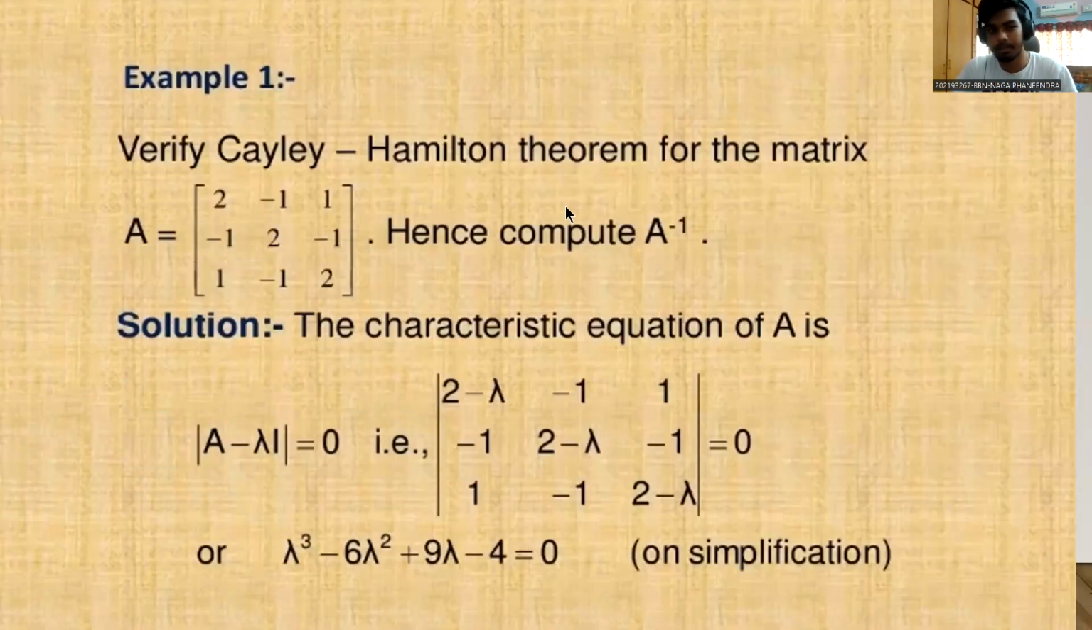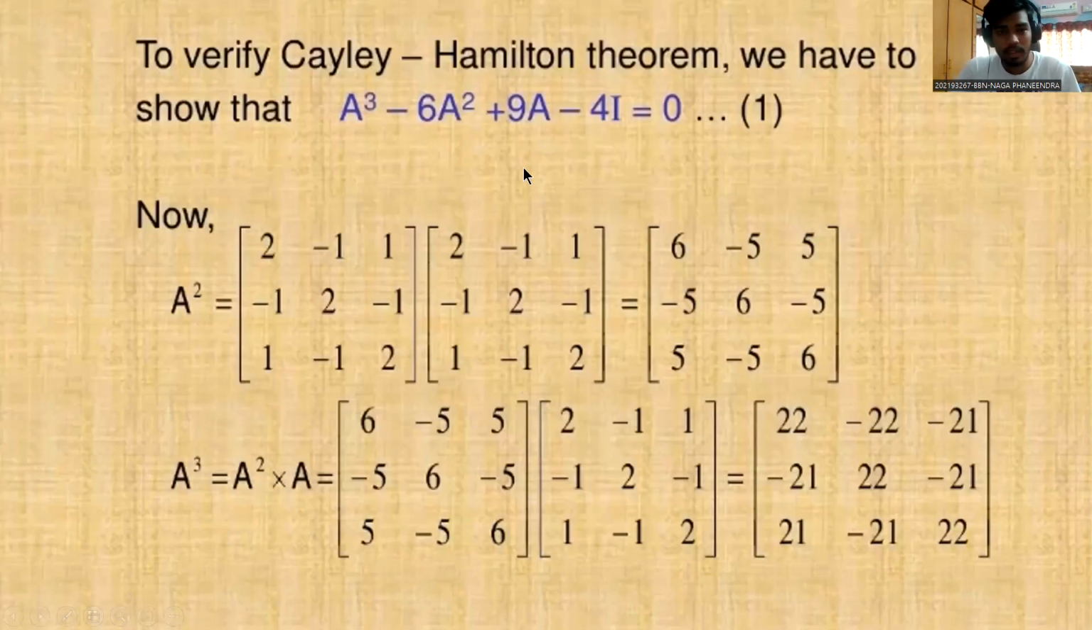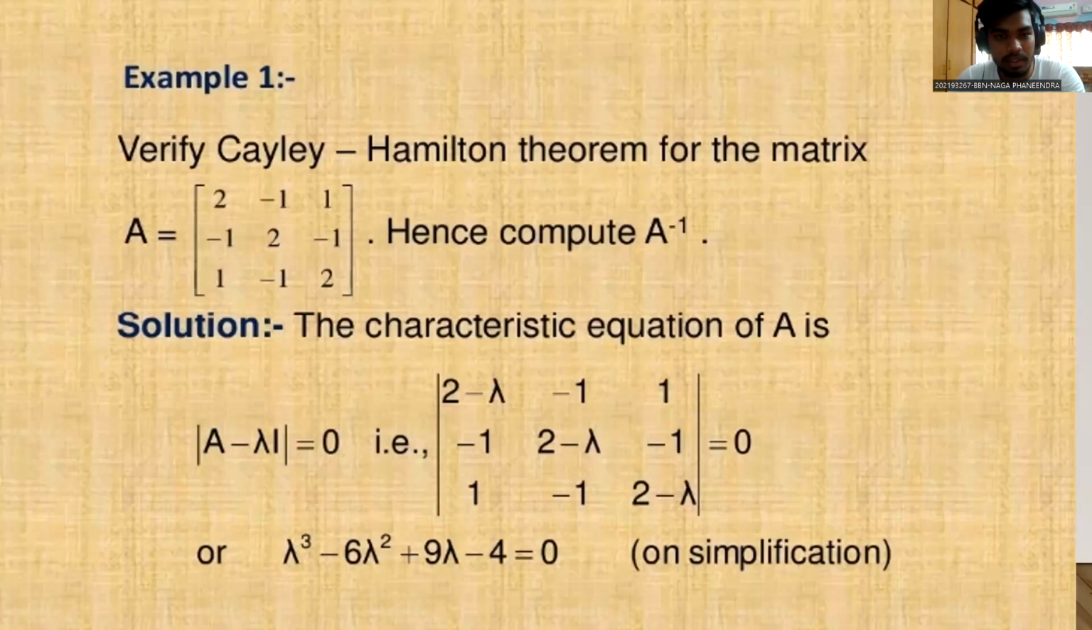So, an example of the Cayley-Hamilton theorem. Verify the Cayley-Hamilton theorem for a given matrix A, and hence compute A inverse. So |A minus λI| is equal to 0, and if you expand this determinant, following our simplification we can write it in this form: λ^3 minus 6λ^2 and so on. After solving that equation we get some eigenvalues. We keep that aside, and in place of λ we substitute A. So if we substitute A in this equation, we get A^3 minus 6A^2 plus 9A minus 4I is equal to 0.